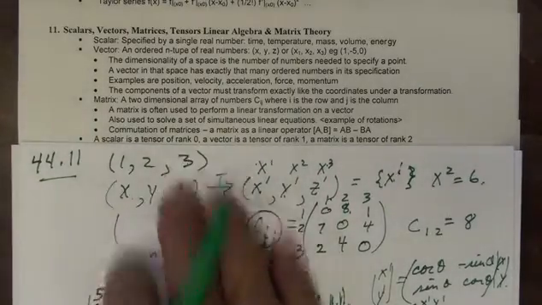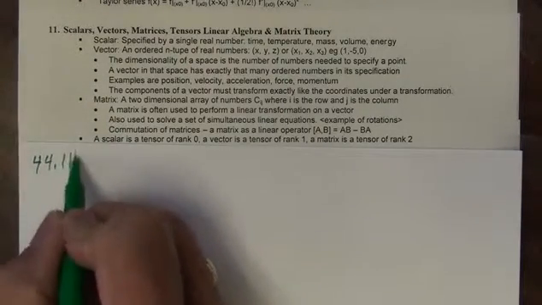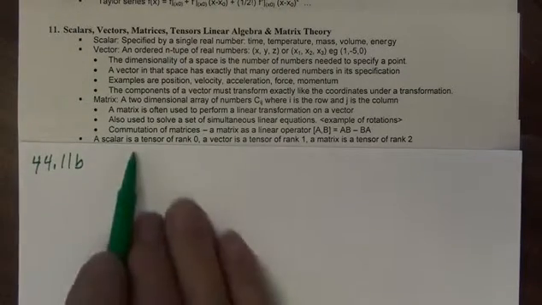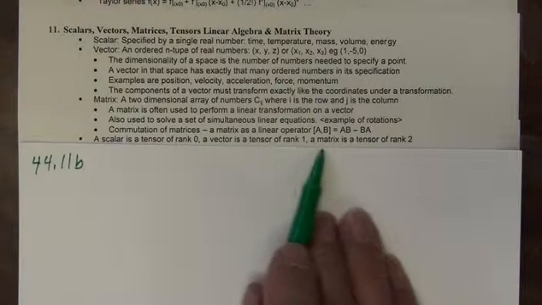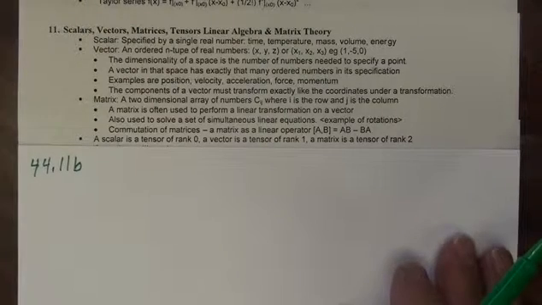A scalar, I should get some new paper here. A scalar is, in fact, a tensor of rank 0. A vector is a tensor of rank 1. A matrix is a tensor of rank 2. And we can have tensors of any rank.